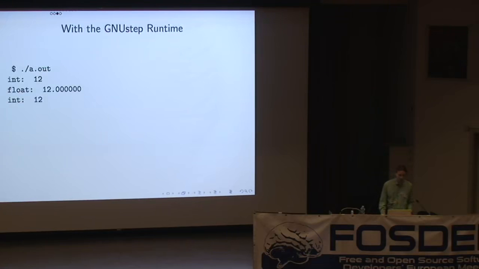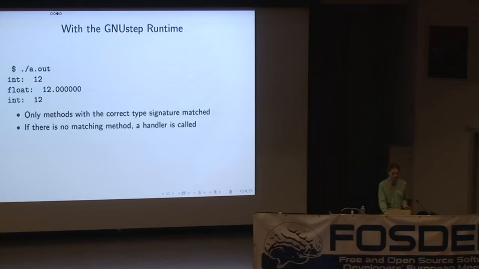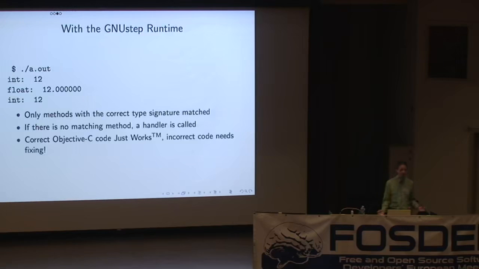So with the GNUstep runtime, we do dispatch based on the type as well. So now we're calling the correct function, and that's a bit nicer. So we're only matching methods with the correct type signature when we do the lookup. If there's no matching version, then we call a handler, and that can return a fix-up version. So if you've got correct, well-written Objective-C code, it just works. And I enabled this by default about 6 months ago, and I was really shocked that it didn't break loads of people's code. We found a few bugs in GNUstep using it, but mostly it just, stuff works.